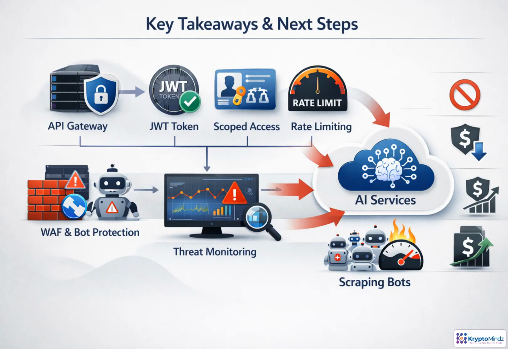The main lesson is that API security turns AI controls into runtime enforcement. Gateways, validated tokens, least-privilege scopes, throttling, WAFs, bot defense, and monitoring work together to control access, reduce abuse, and manage cost. Next, we extend that protection to the data flowing through AI systems.